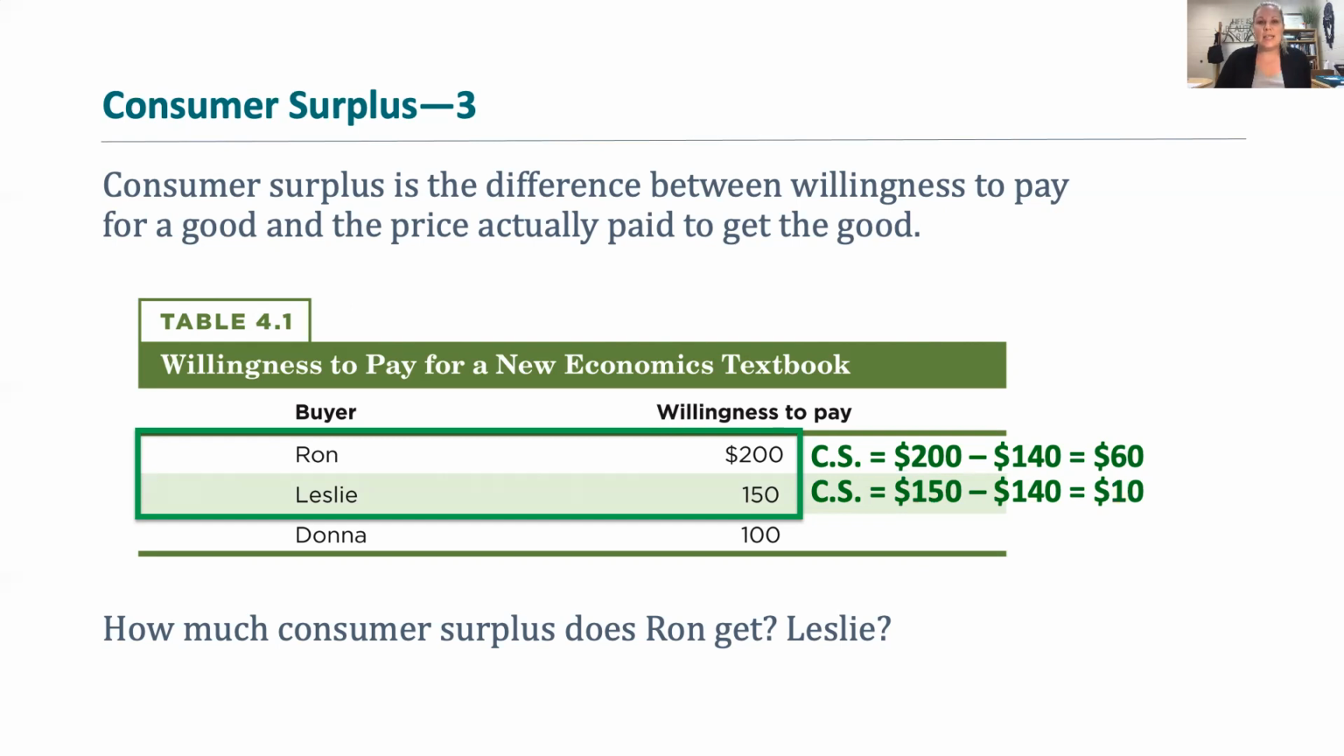You might think about it like the money you have left over, as if you had saved the specific amount of your willingness to pay for something, but then actually ended up paying less for it. Donna does not receive any consumer surplus because consumer surplus is the value of a transaction. And Donna did not participate in this market activity and therefore had no transaction within which to earn or value consumer surplus.